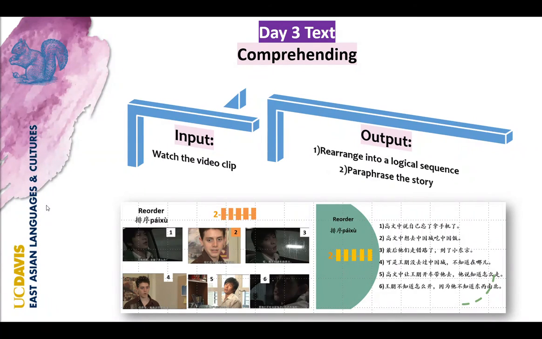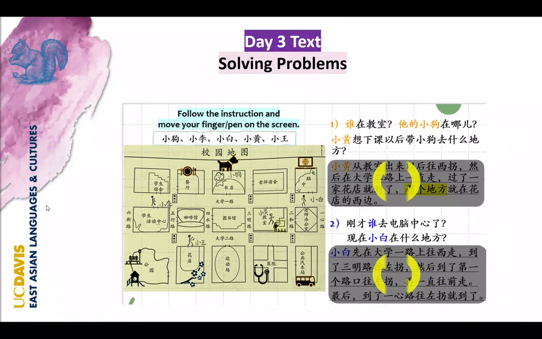Lastly, students will retell the story in their own words. And now moving on to another problem-solving task. First, I'll introduce this campus map and point out some landmarks that will be useful later. And then I'll read to students these two paragraphs I wrote for this particular task.